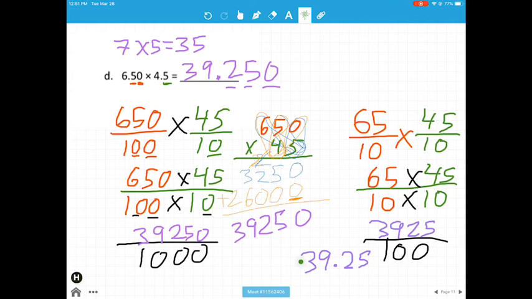Also, we know that our estimation is 35. 39 is close to 35. If I put the decimal there, it would only be 3. If I put the decimal here, it would be 392. And we don't want 392. We want something close to 35, our estimation.